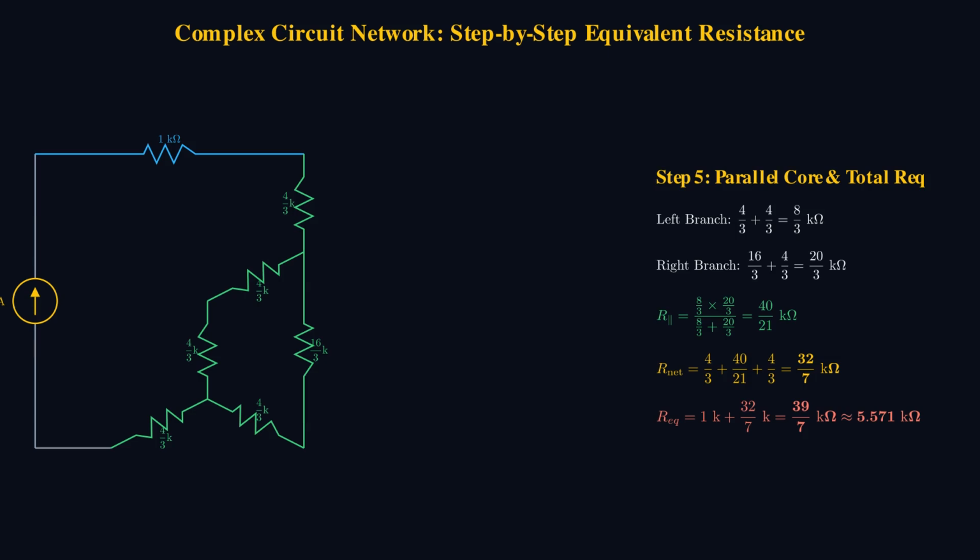Adding the series top branch, parallel core, and bottom ground branch yields a network resistance of 32/7 kΩ. Including the 1 kΩ series resistor at the source, total equivalent resistance is 39/7, or 5.571 kΩ.